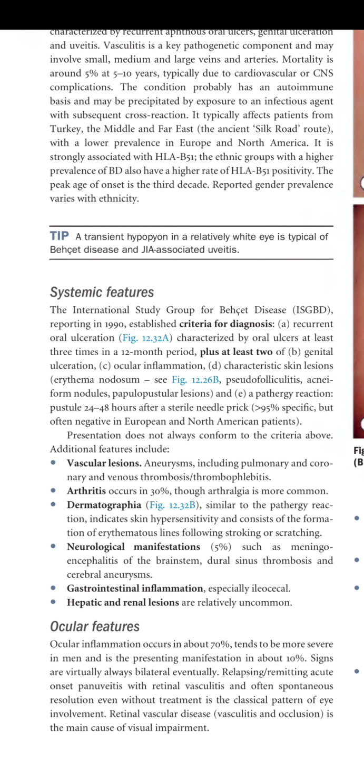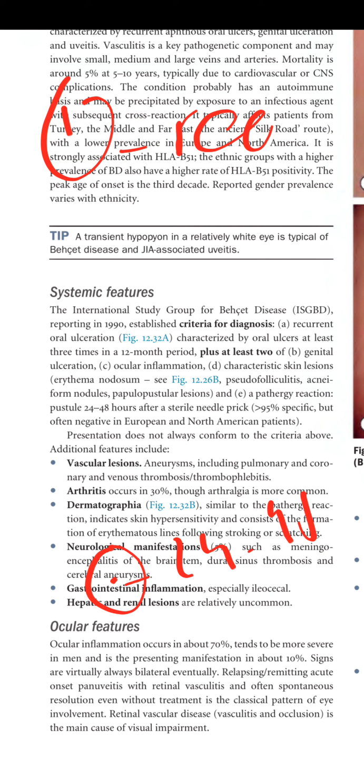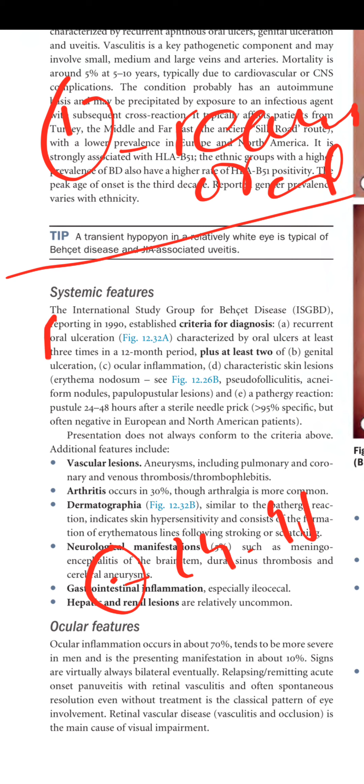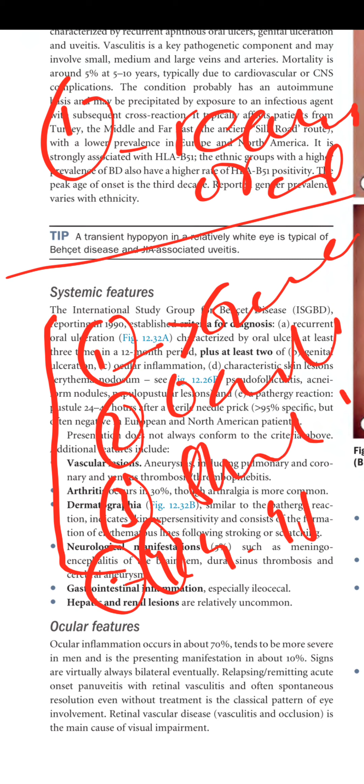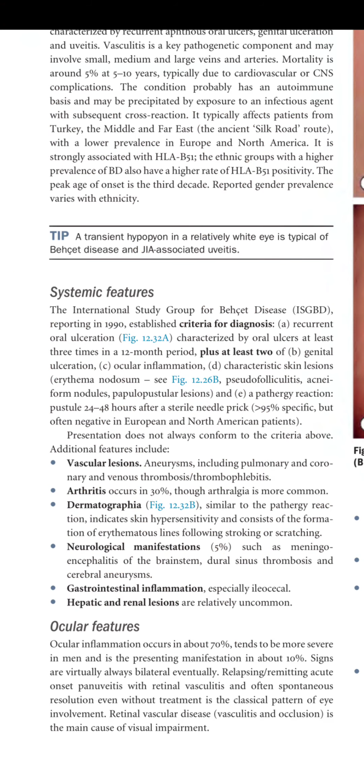A pustule appears 24 to 48 hours after a sterile needle prick, 90% specific but often negative in European and North American patients. So the pathergy test is basically you prick the patient with a needle, and after 24 to 48 hours there is a pustule formation. This is a pathergy reaction. So the recurrent oral ulcer is one of the most important criteria, and if any of the next four is present, then it means that it is Behçet disease: genital ulcer, ocular inflammation, skin lesions, and the pathergy test. So if any two of these are present, then the patient has Behçet disease.